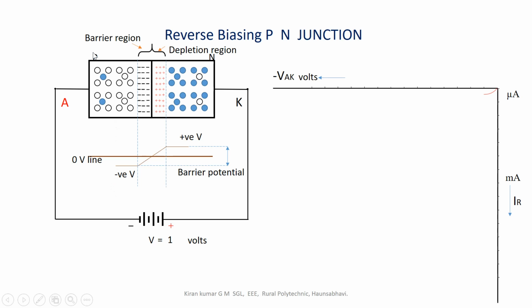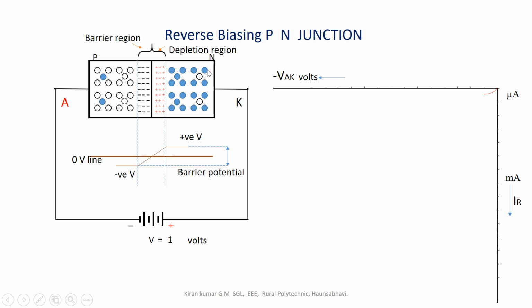With the P region connected to the negative terminal of the battery, all the holes, which are positively charged, will be attracted and moving away from the junction. This is the reason for creating a high concentration of negative ions in this P region near the junction.